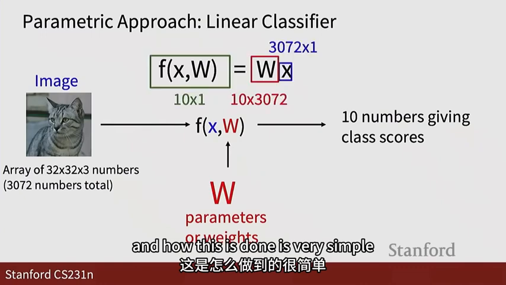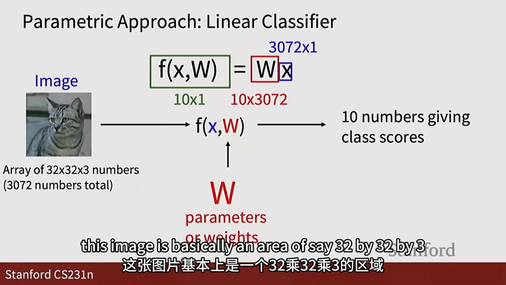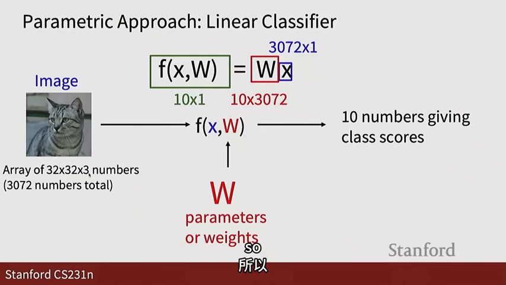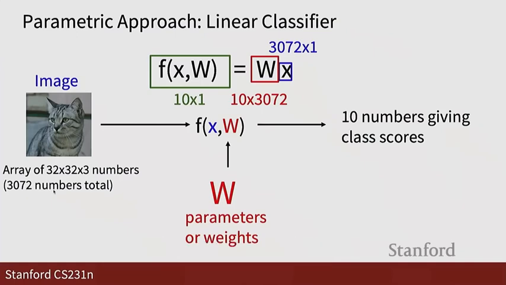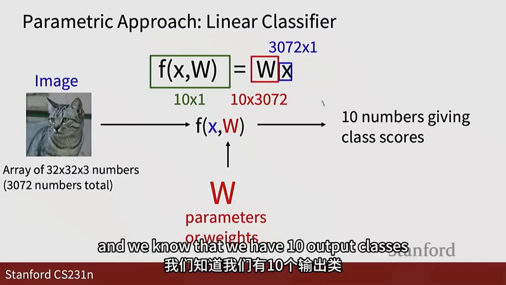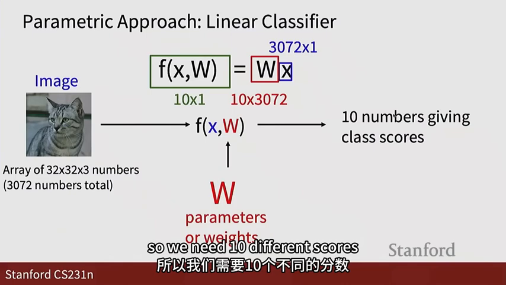How this is done is very simple. This image is basically an array of, say, 32 by 32 by 3, so 3072 numbers. And this defines our x, which is a 3072 by 1 vector. And we know that we have 10 output classes, so we need 10 different scores.